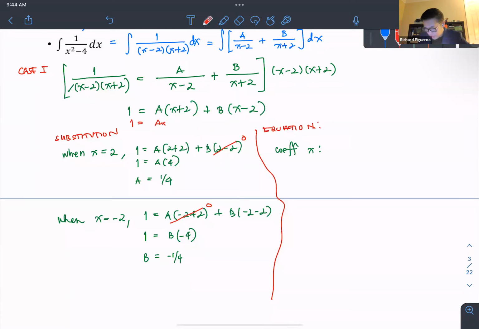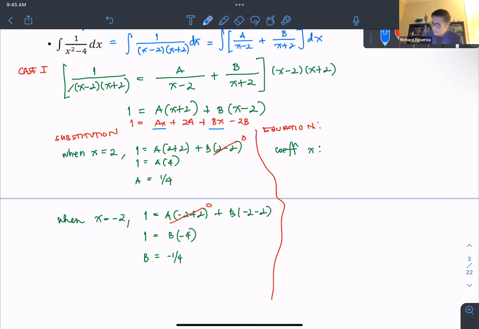So I'll have ax plus a times 2, it's 2a. Then plus bx, then b times negative 2 will have negative 2b. So 1 is equal to ax plus 2a plus bx minus 2b. So when I say coefficient of those terms involving x, I'm just referring to the ax and bx. Those terms involve x, the others do not.